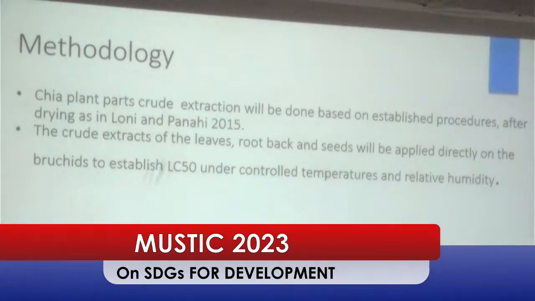So the chia, of course, once hydrodistillation has occurred, we remove the excess water using anhydrous sodium sulfate, and we are left with our extract. Then comes the next phase of our method, which is subjecting the cowpea bruchids, which have already been reared, to the extracts.